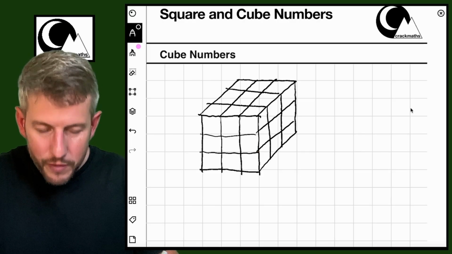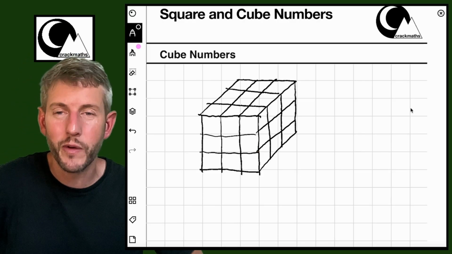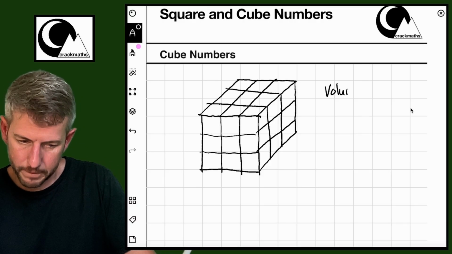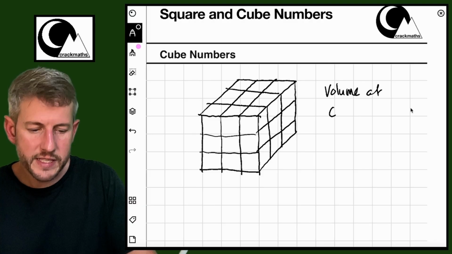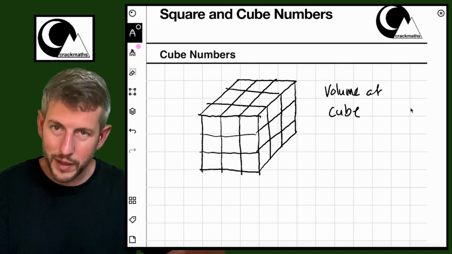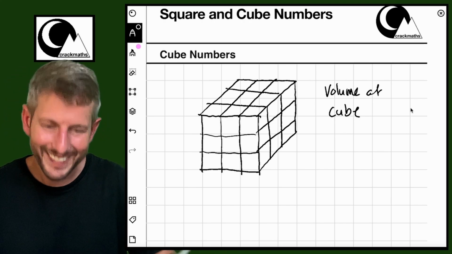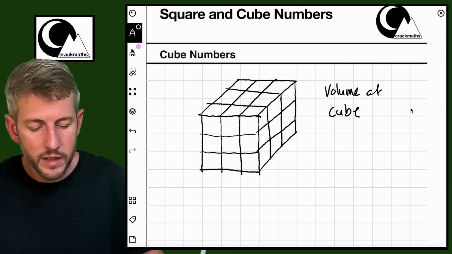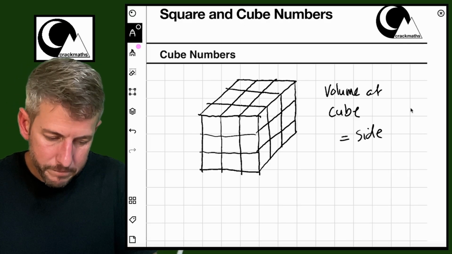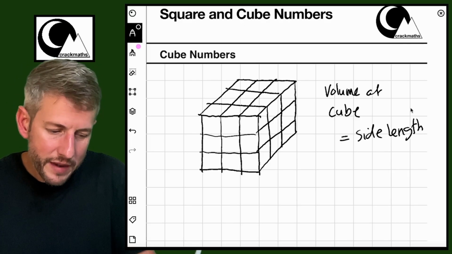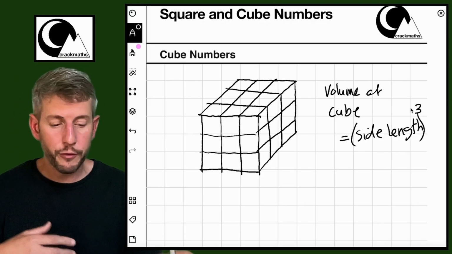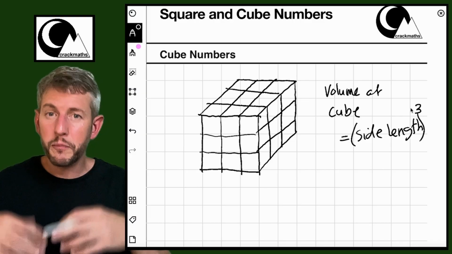I don't know if you remember from some of the earlier tutorials how we find the volume of a cube, but the volume of a cube is done by multiplying the side length by itself again, and by itself again. So the volume of the cube equals side length, and I'm actually just going to use the symbol cubed, because we should know that that little 3 means multiply itself by itself by itself.